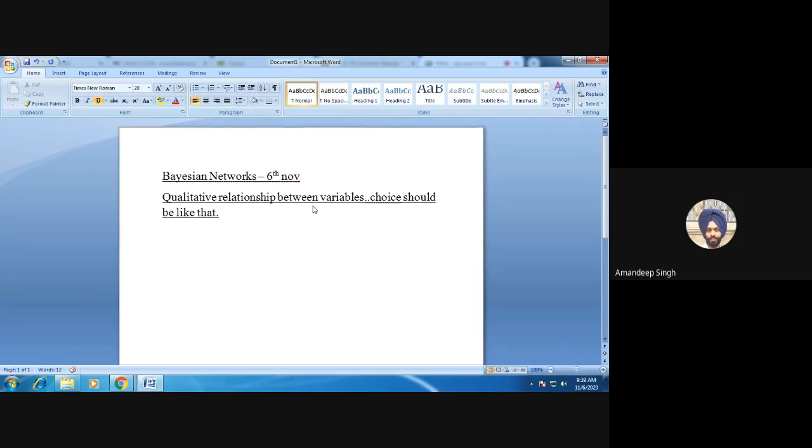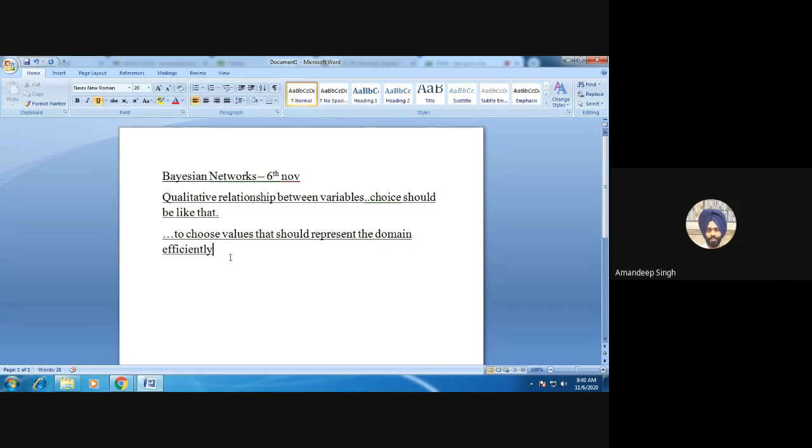But the ultimate thing is the choice should be such that the values should be able to represent the domain efficiently. We should choose the values that represent the domain efficiently. So that was the basic conclusion that we discussed in the previous classes.